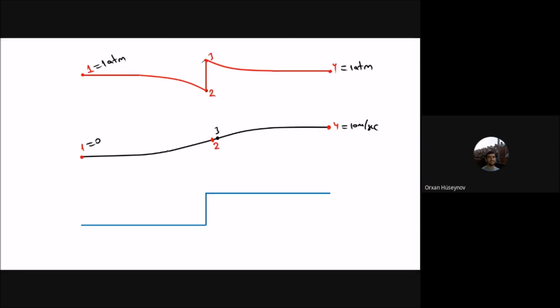Also here, and the 3 is here. This one is continuous, therefore 2 and 3 cannot be at the same point. Let's do the second part. Therefore, we will write the energy equation between 2 and 3. Let's write it.